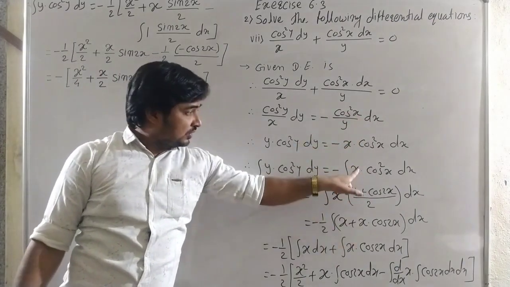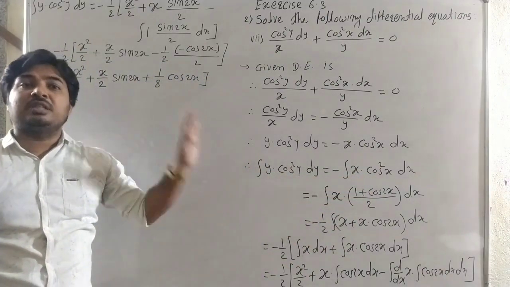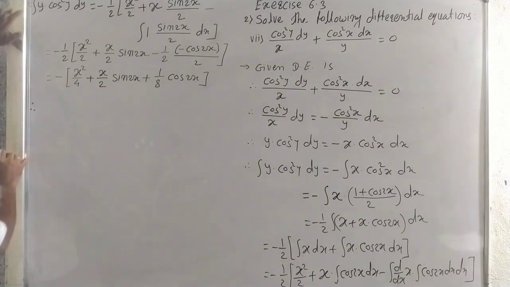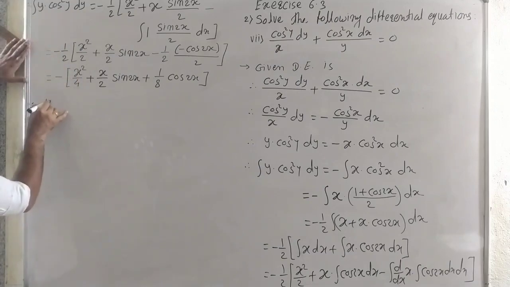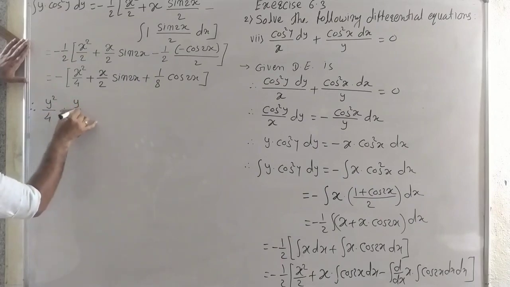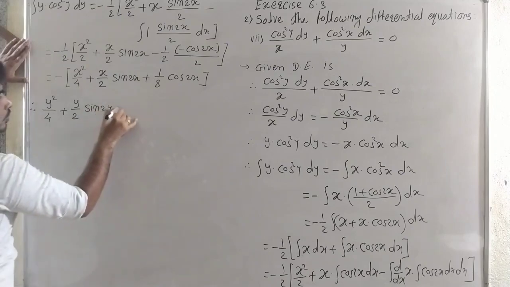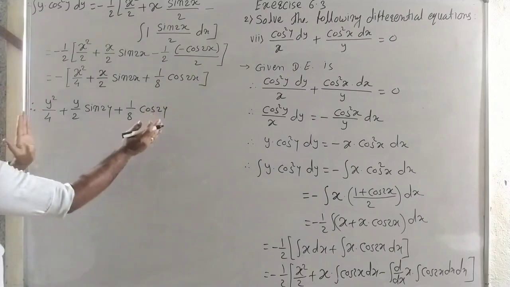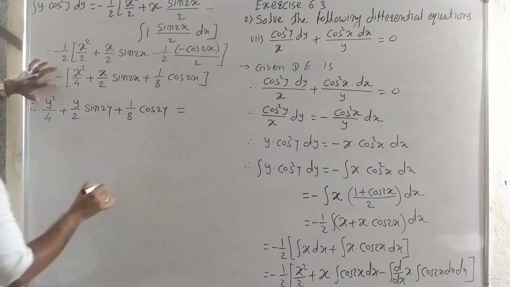See carefully this. It is the integral of x into cos square x. Now the integral of y into cos square y is the same. Okay, but here only the minus, and therefore we can write. See carefully. The integral of y into cos square y is y square upon 4 plus y by 2 sin 2y plus 1 by 8 cos 2y. It is the integral of y into cos square y is equal to this minus.